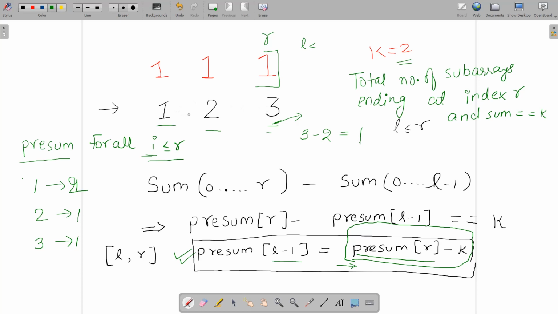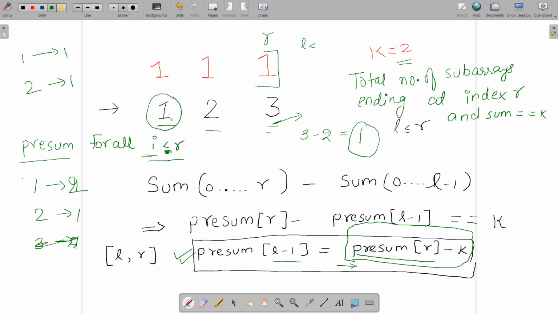So our hash table will contain the frequencies like this one. Note that this is actually strictly less than r, so this won't become included. So I will search for the total number of frequencies whose prefix sum value is exactly equal to 1. You can see the frequency of 1 is 1, frequency of 2 is also 1. So there is exactly one frequency of 1.